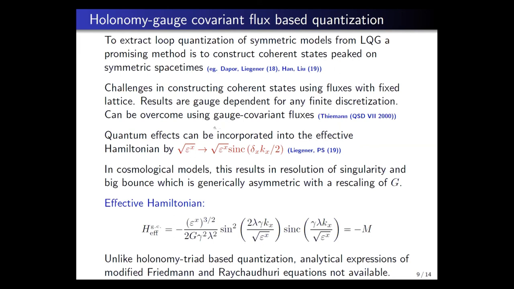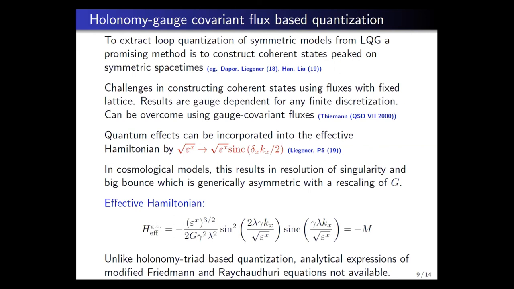But also the issue is that these results are gauge dependent for any finite discretization, but they can be overcome using the gauge coherent fluxes. This is essentially Thiemann's idea in the paper QSD7 in 2000. But it turns out that for these mini superspace models which we are considering, these quantum effects from the gauge covariant flux modifications can actually be summed up in a simple expression: wherever you see the triad, the triad changes in this particular form. If you have a square root of the triad, then it goes to the square root of the triad times the sinc function of delta x k_x by 2, where delta x is essentially the length parameter, which will be like lambda later on.